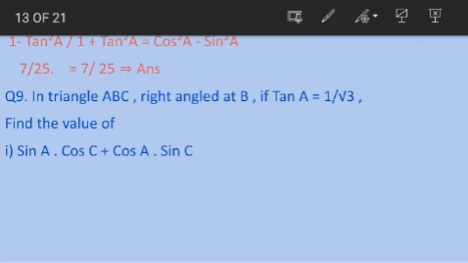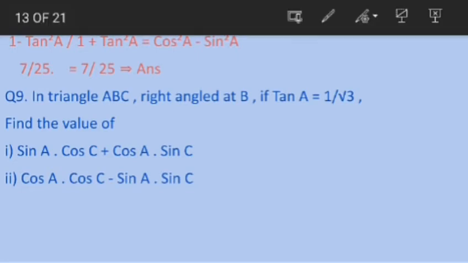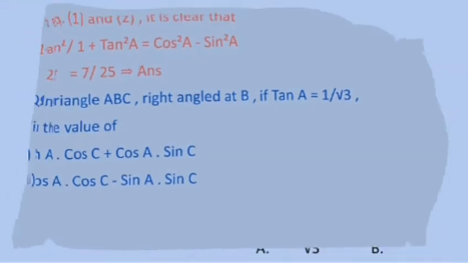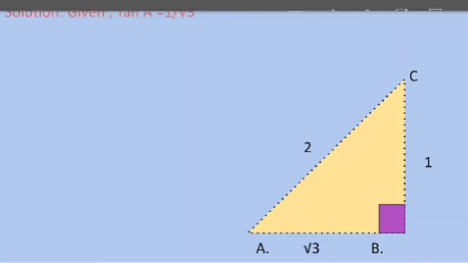So class, the second part is similar to the first one, that is cos A dot cos C minus sin A sin C. We are going to solve both the parts. Now without delaying any further, let's get started. So we are given that tan A equals 1 by root 3.